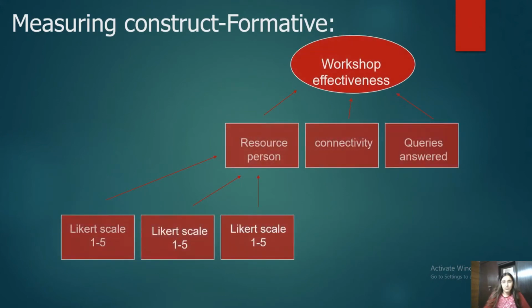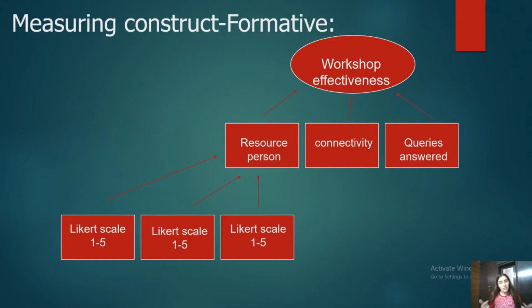And this is an example of a formative scale, where the arrows go towards the construct. Workshop effectiveness. I could measure the effectiveness of this workshop from the resource person, from the connectivity issues, from the queries answered. It could be possible that some of you say resource person was good, strongly agree, 5, but connectivity was not good, say 3, or the queries answered were not sufficient, number 1. So in a formative scale, you can have variations among the items. Mind you, workshop effectiveness is the construct; resource person, connectivity, queries are all my statements or items or variables.